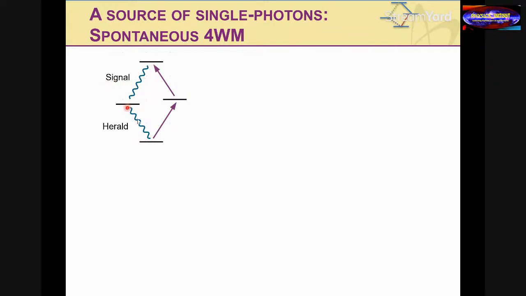Because you know there's a pair of photons, if you detect this photon, the herald, which gets emitted in a certain direction, you know that there has to be a photon in the signal beam, which is going in a separate direction.